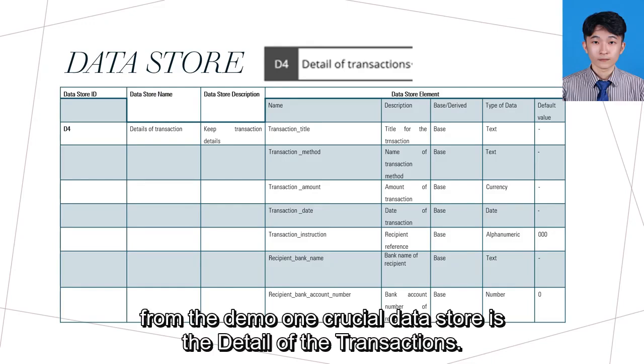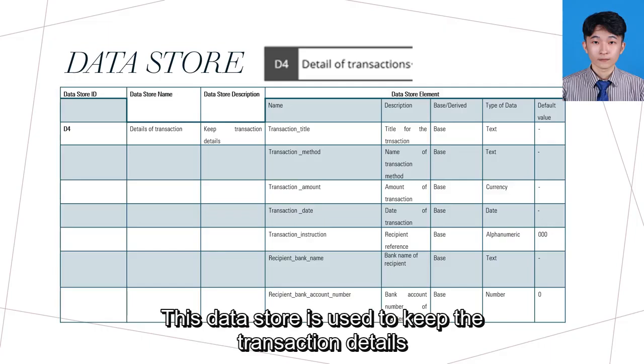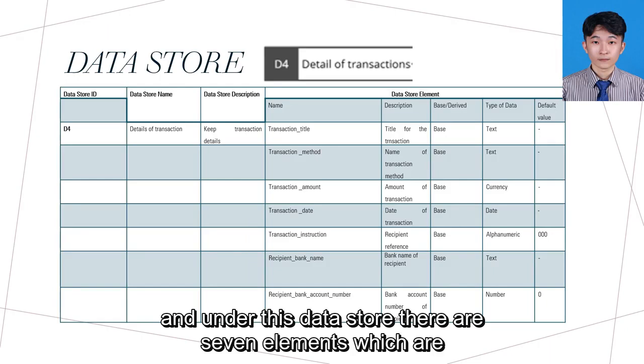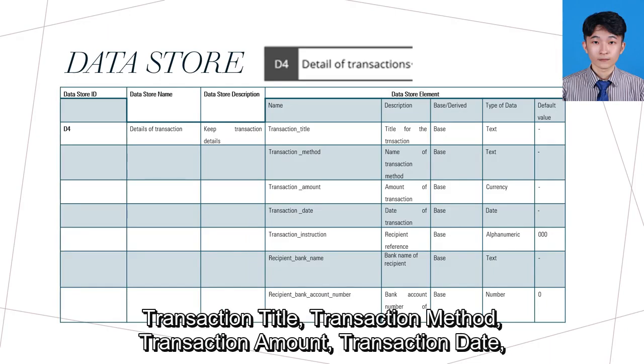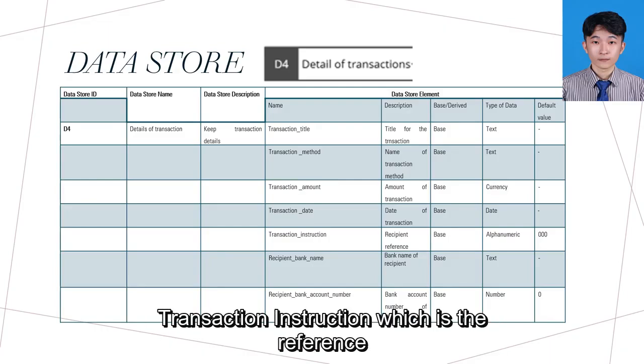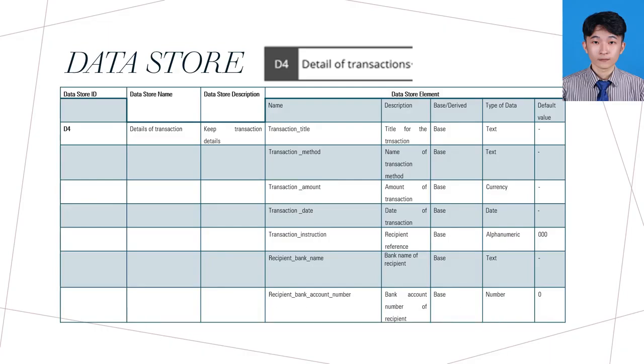From the demo, one crucial data store is the details of the transactions. This data store is used to keep the transaction details. And under this data store, there are 7 elements, which are transaction title, transaction method, transaction amount, transaction date, transaction instruction, which is the reference, recipient bank name, and recipient bank account number.